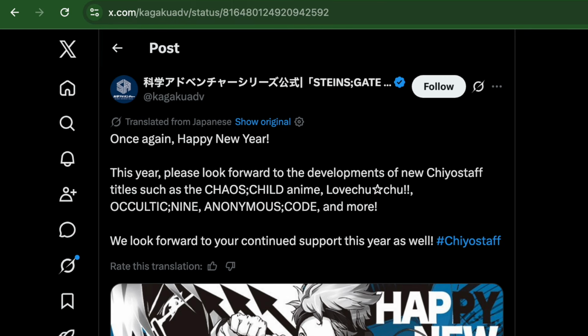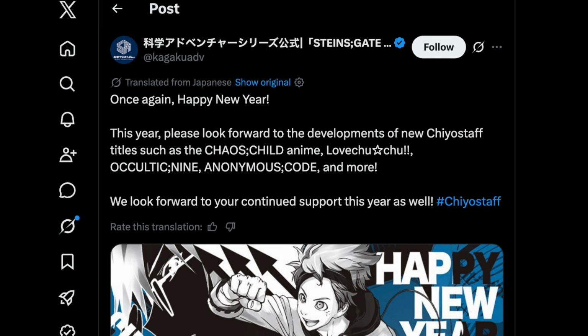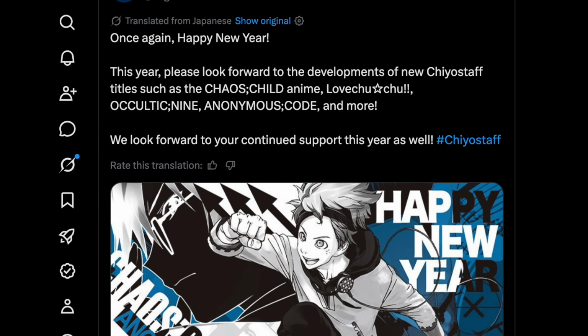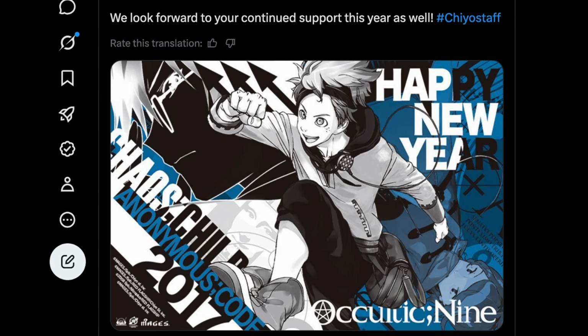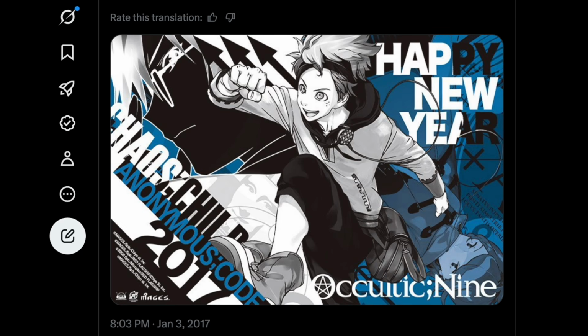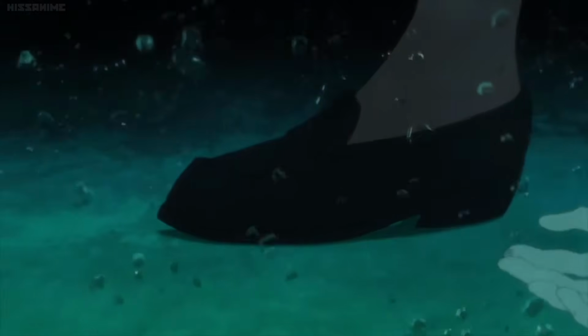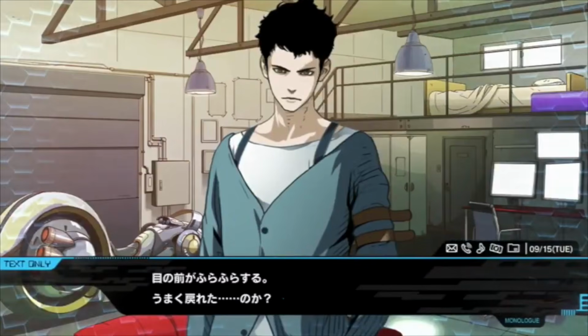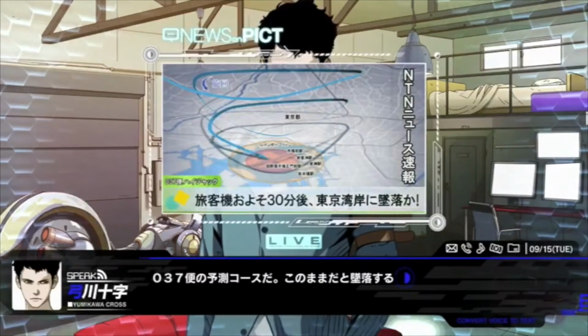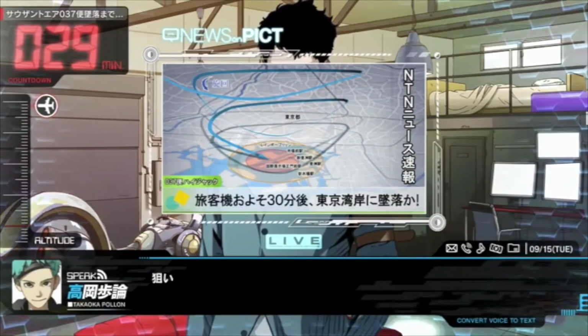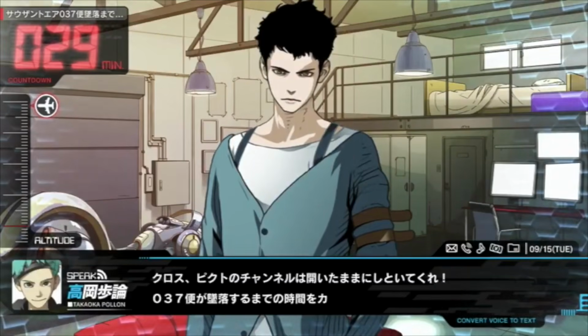Nonetheless, in a New Year's message, the SciADV Twitter account affirmed that Anonymous Code would be releasing by the end of 2017, and so SciADV fans remained patient, expecting the game to release later that year. After all, the 2016 Occultic;Nine anime depicted sad mourning from Anonymous Code in its opening, thus there was still the expectation that the game was indeed still coming. But then 2017 ended, and Anonymous Code was still nowhere to be seen. At the time, many were wondering, what on earth happened to Anonymous Code?